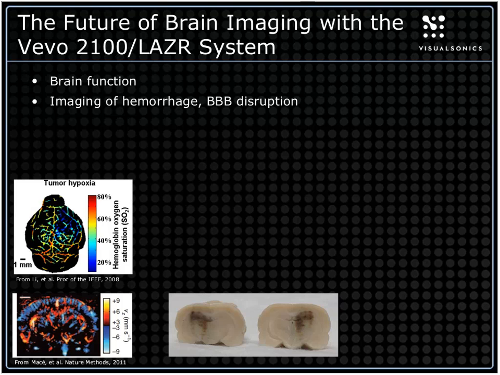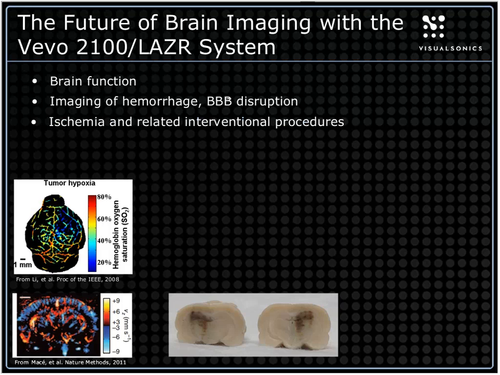This is a rat brain where they caused a little bit of hemorrhaging and were able to disrupt the blood-brain barrier. That's why you see the blood left over here. Being able to image this kind of thing non-invasively would be a very powerful technique, so that we wouldn't have to resort to some of these terminal procedures. You could do this over time and monitor changes in the same animal using this non-invasive technique with photoacoustics.